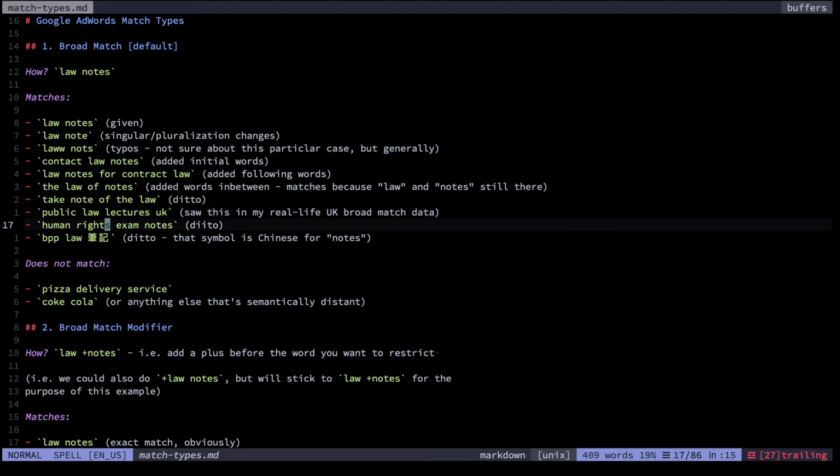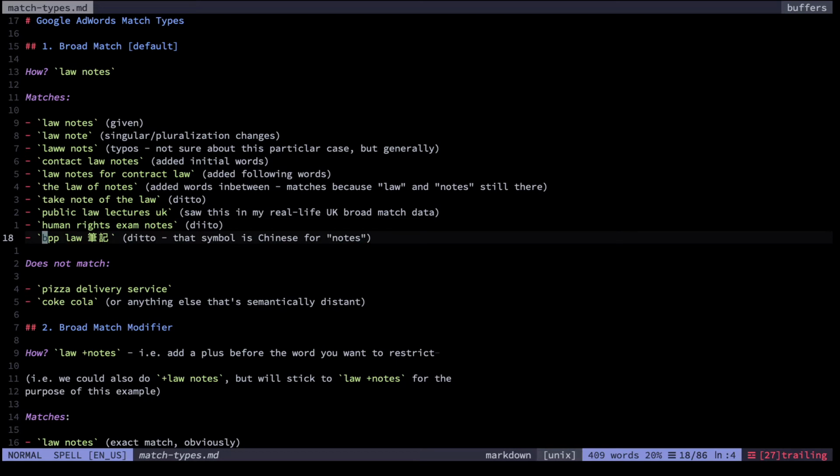The next one is Human Rights Exam Notes. Okay, so they're assuming that human rights and law are the same thing. Sometimes they are, sometimes they aren't. At the very least, that's a broad interpretation. And lastly, I was quite surprised to see this, BPP law and then some Chinese characters. I looked these up in Google Translate, and in fact, they meant notes, but I was a bit surprised to see another language in the keywords that were matched.